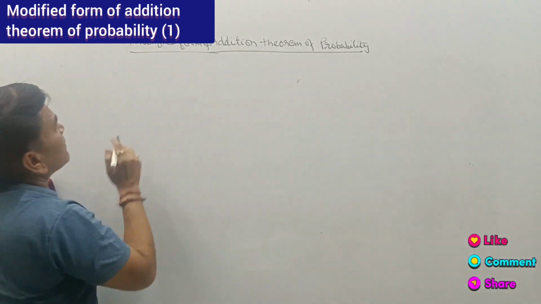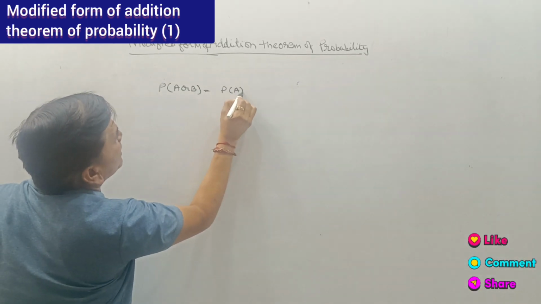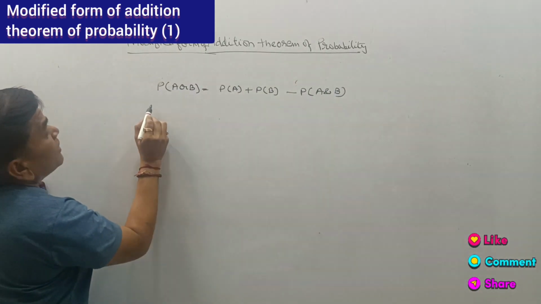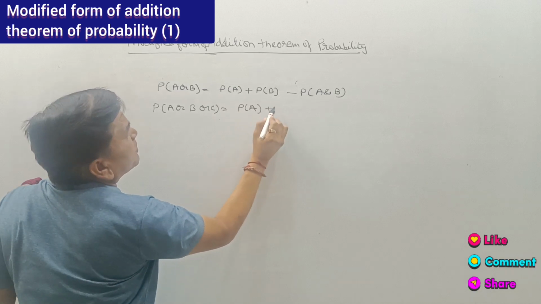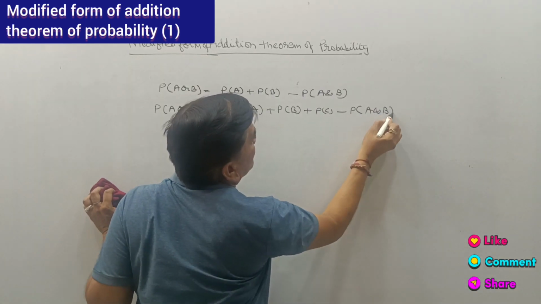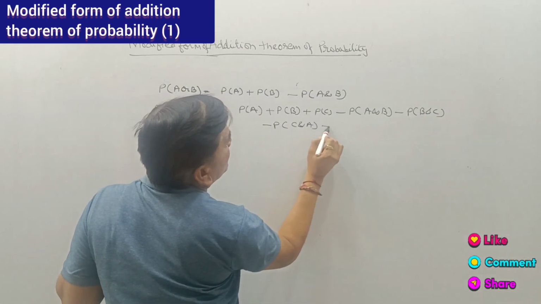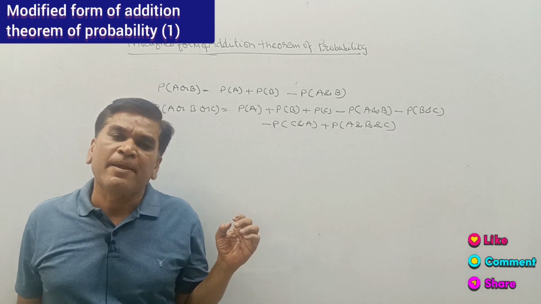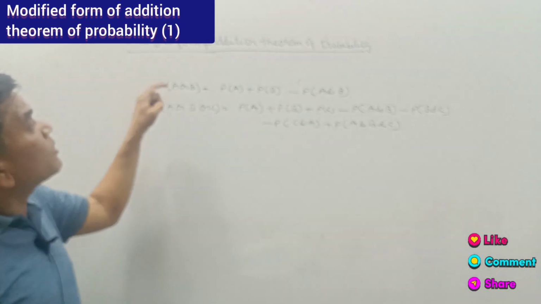Then we will discuss that probability of A or B is probability of A plus probability of B minus probability of A and B. Probability of A or B or C is probability of A plus probability of B plus probability of C minus probability of A and B minus probability of B and C minus probability of C and A plus probability of A and B and C. Whenever we use the word or, we have to use plus, but this is the modified form of the addition theorem.